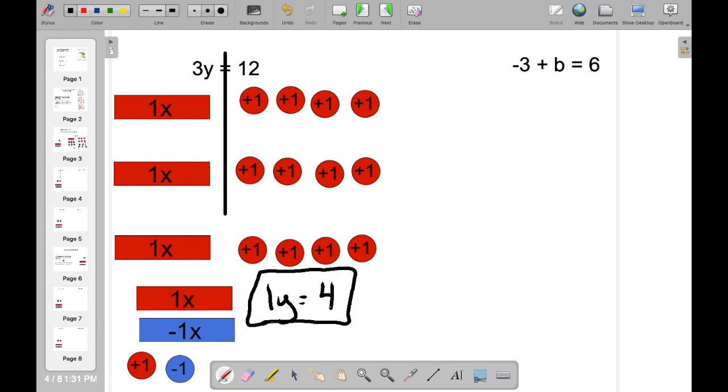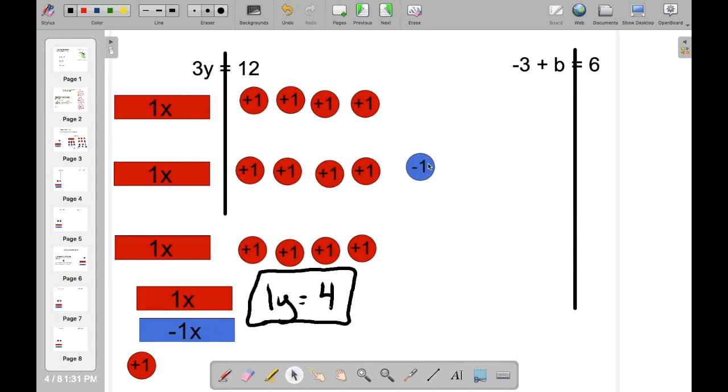Now, some students will look at this problem and think, well, you just have to divide both sides by 3. But dividing by 3 mathematically means that you are making 3 equivalent groups. Okay, so this is what dividing by 3 looks like with algebra tiles. Let's do one more. I have negative 3 plus a positive variable b, and that's equal to positive 6.